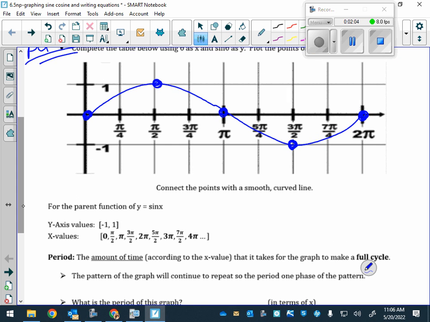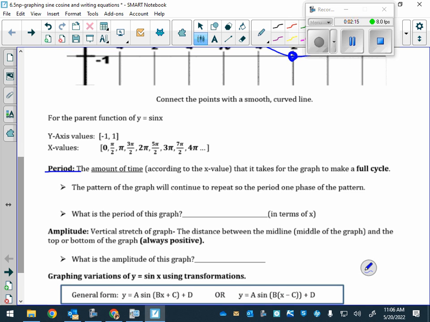So, a few words, okay? One full rotation we see is 2 pi, right? That word, what that means is the period, okay? The amount of time that it takes to complete one full cycle, which in this graph is 2 pi, before the pattern repeats itself, okay? So the period of our parent function is 2 pi, means it takes 2 pi units to complete one full cycle, okay?